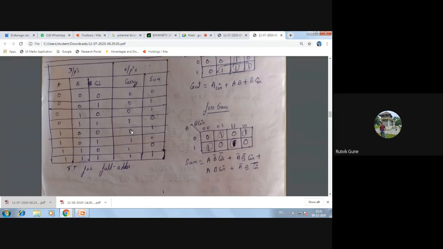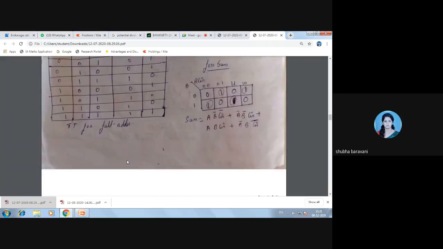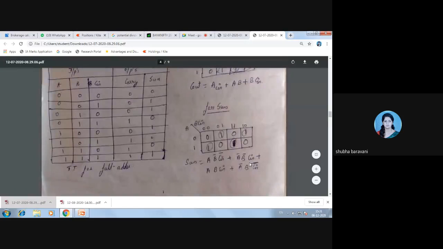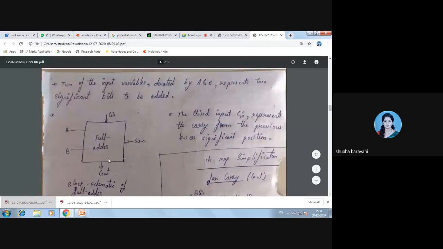Yes, ma'am. Okay. Now, similar to half adder, what I have to do? I have to implement it. Similar to half adder, I have to implement the full adder. So for implementation I want expressions for the outputs C out and summation.